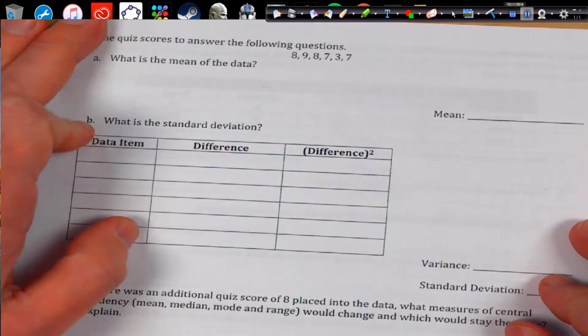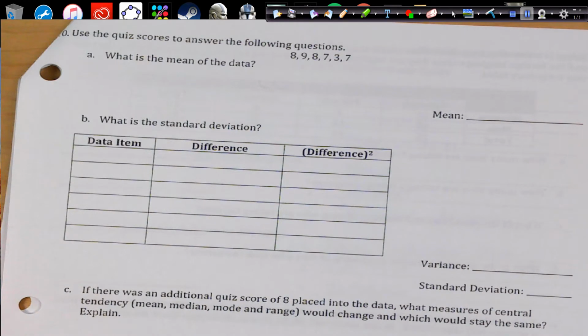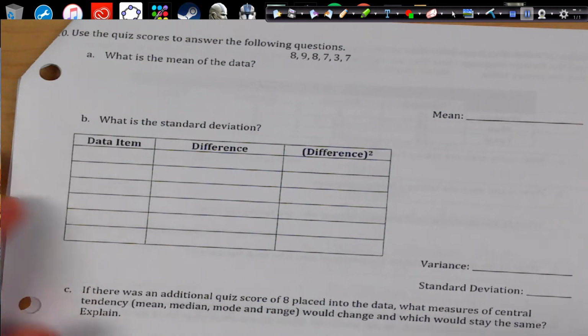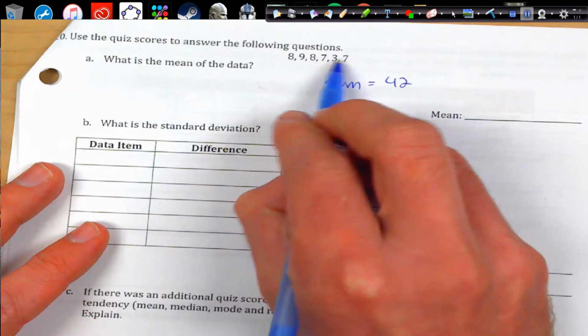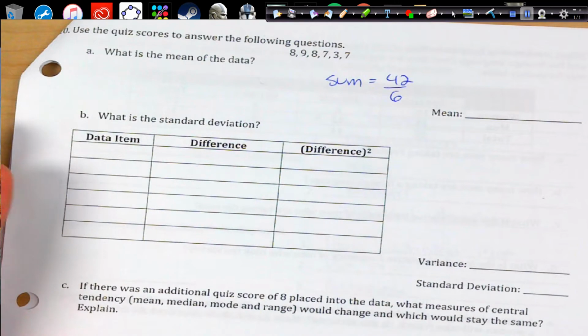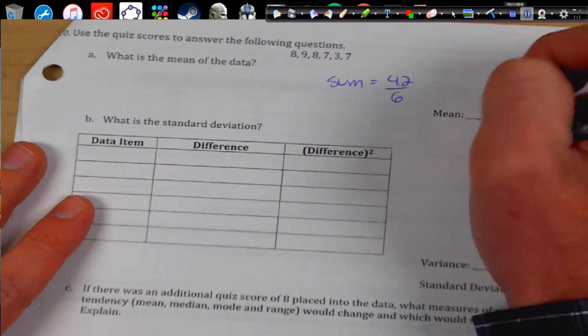Use the quiz scores to answer the following questions. We have 8, 9, 8, 7, 3, 7. What's the mean of the data? So we just need to sum it. 8 plus 9 plus 8 plus 7 plus 3 plus 7. That's going to be a sum of 42. 1, 2, 3, 4, 5, 6 data points. So we divide by 6. We get our mean value of 7.